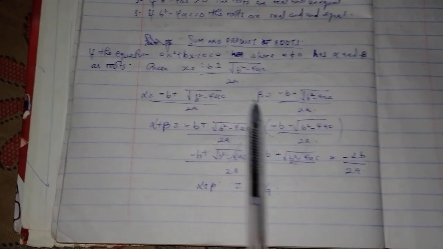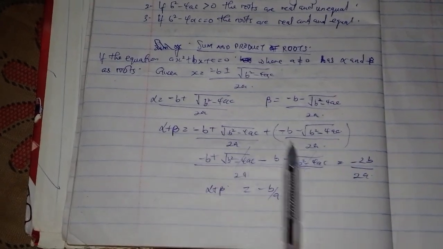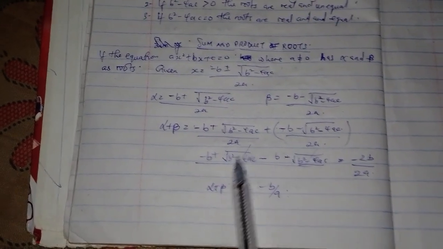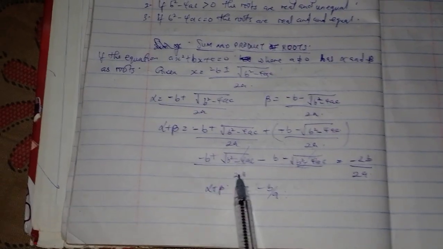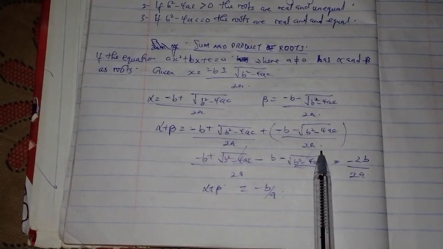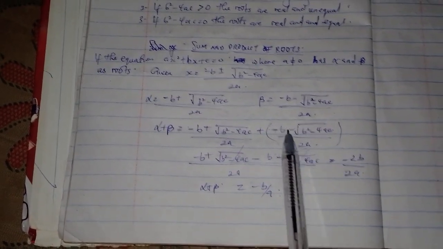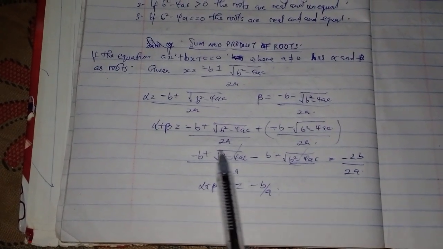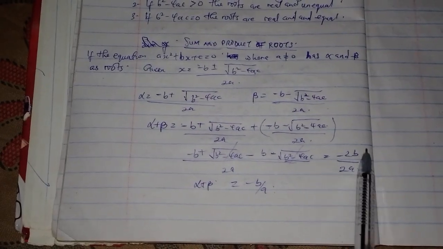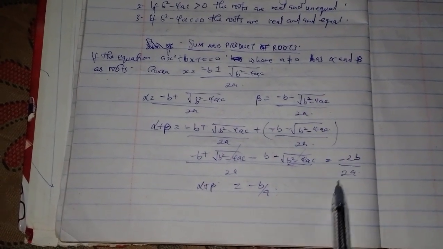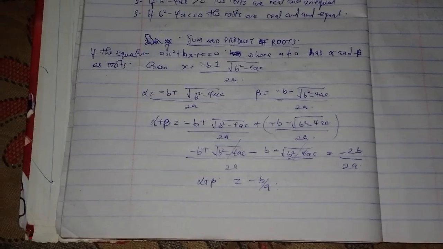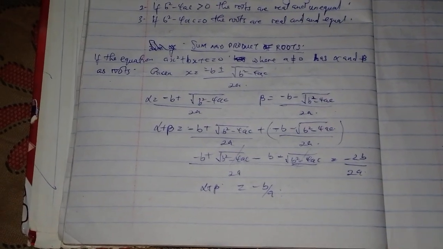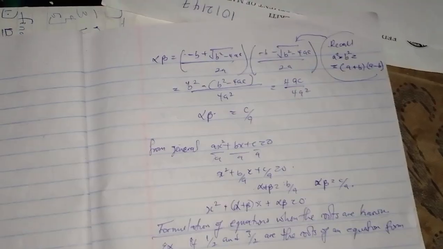All right, so now what is alpha plus beta? That is the sum of this plus this. First thing first, find the LCM. When you find the LCM, you have this back, and 2a divided by 2a you have 1 times this. So this one cancels this, and then you have minus b minus b give us minus 2b over 2a, and this cancels this. Eventually you have alpha plus beta equals minus b over a.